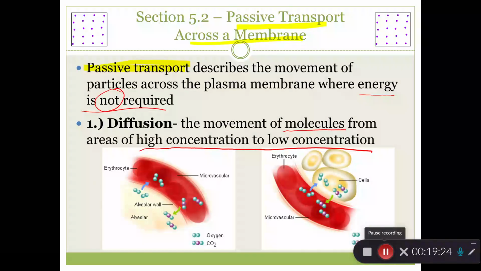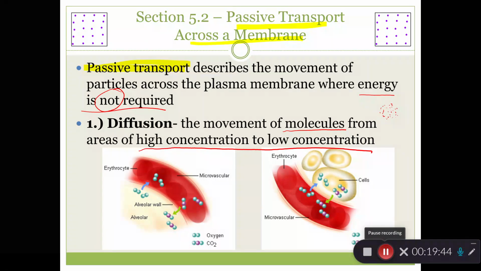Okay, let me give you an example. Just imagine with me, if I were to stand in front of the room and sprayed a whole bunch of perfume. Now imagine these little particles right here are the perfume in the air. Naturally, without energy, like no battery, no fan, whatever, the perfume molecules are going to spread throughout the room, right? The perfume will not stay in that one cloud. It will spread out. That's diffusion, the movement of molecules from high concentration to low concentration, right? It's a high concentration of perfume at first. It's going to move to a low concentration without energy, okay?